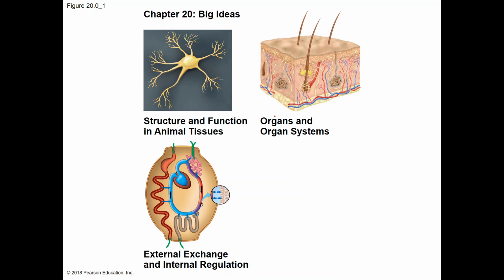So in this chapter, we're going to be touching on a few main ideas. We'll talk about the structure and function of animal tissues. We'll revisit what organs and organ systems are, and we'll talk about how those systems help an organism maintain homeostasis.